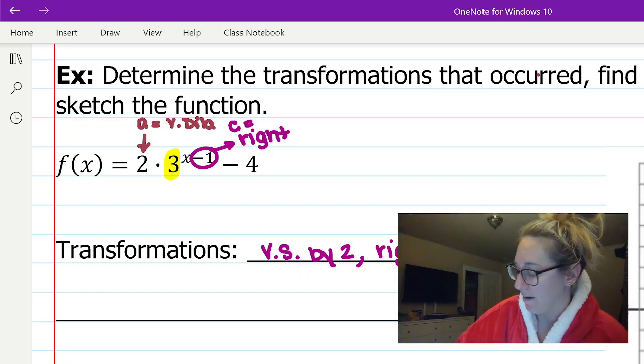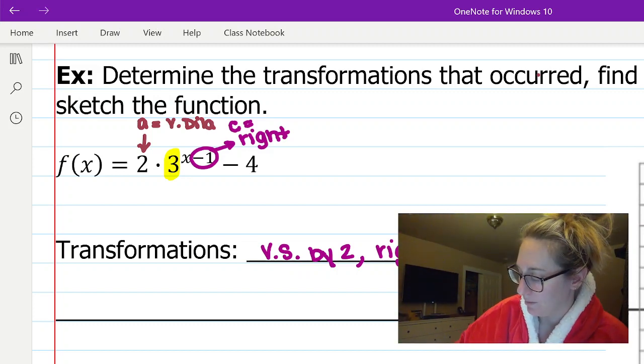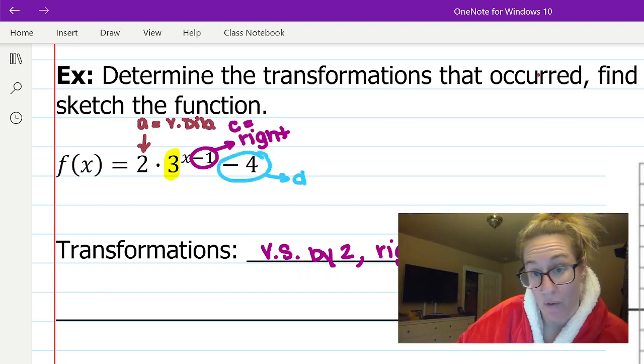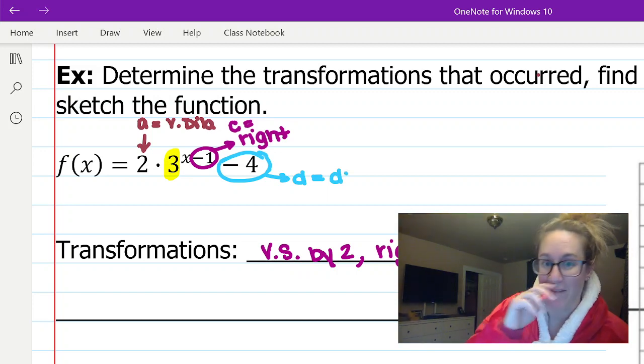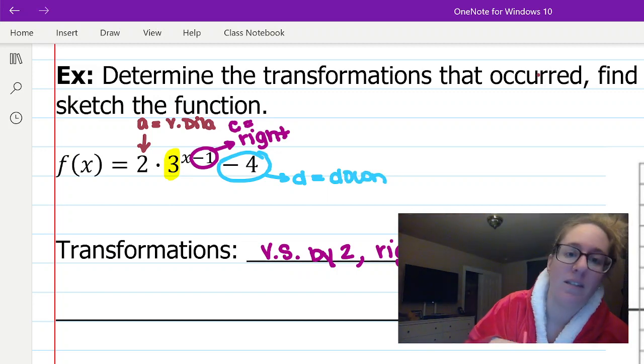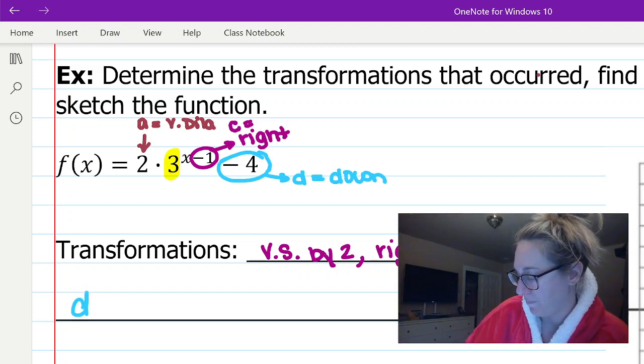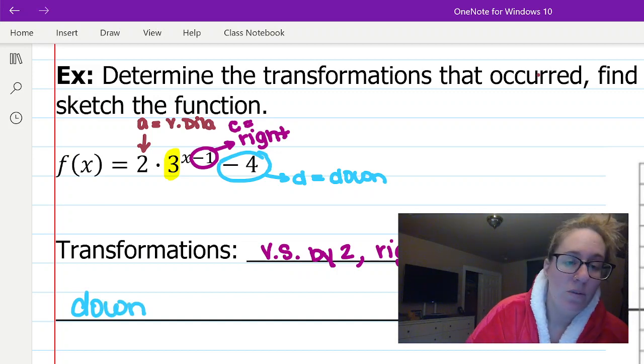Last but not least, we have the -4. All right, this is my D value, and this is telling me that I'm going down. So it's my shift left or right, and my shift up and down, and since it's a minus, I'm going down. So my last transformation is down 4. Okay. So those are my transformations.